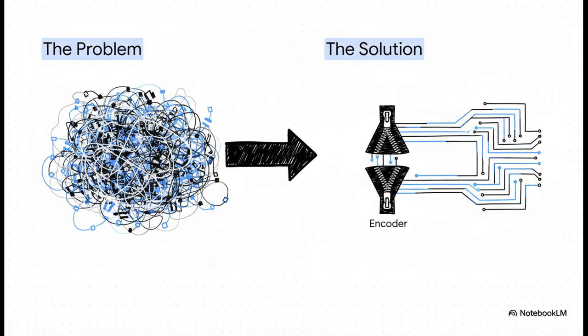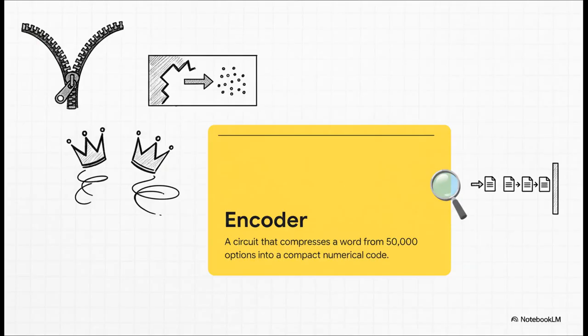So some really smart people came up with an ingenious solution, a clever trick to make the problem manageable. They basically broke that one giant, messy circuit into 2 smaller, much smarter pieces. The first piece is called the encoder. The best way to think about it is like a zip file for words.